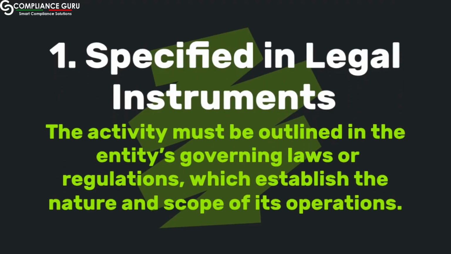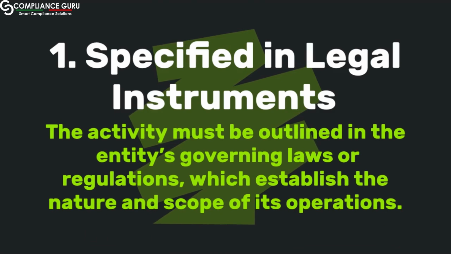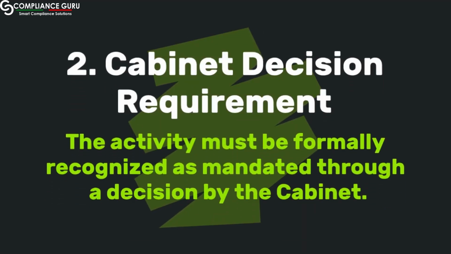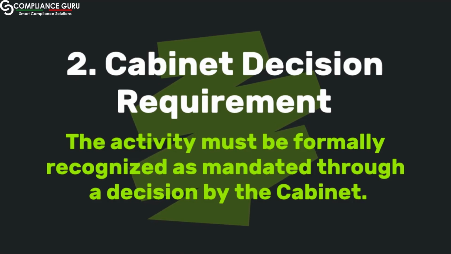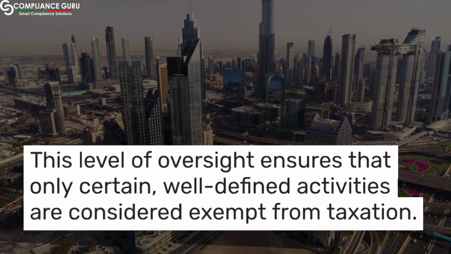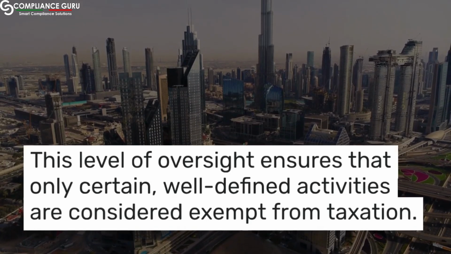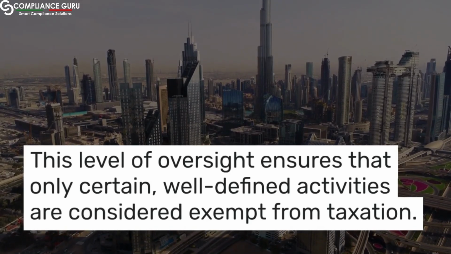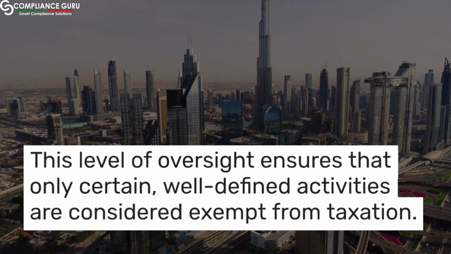1. Specified in legal instruments. The activity must be outlined in the entity's governing laws or regulations, which establish the nature and scope of its operations. 2. Cabinet decision requirement. The activity must be formally recognized as mandated through a decision by the Cabinet. This level of oversight ensures that only certain, well-defined activities are considered exempt from taxation.